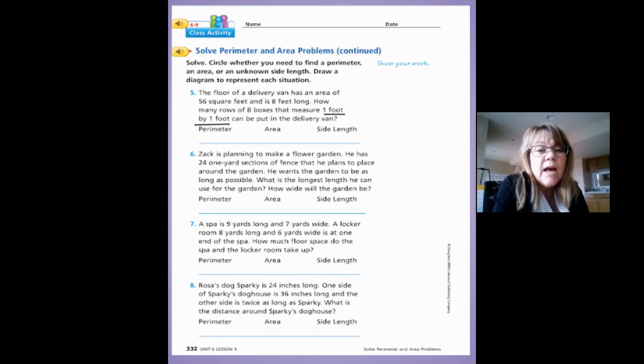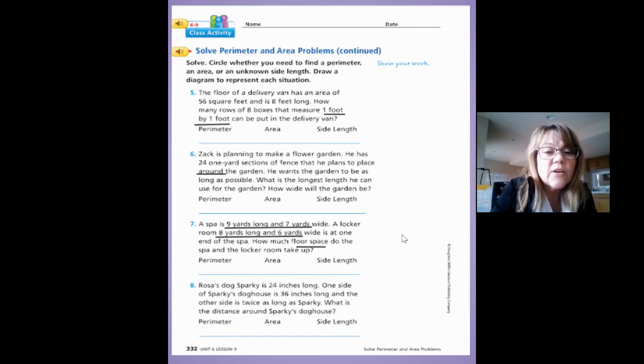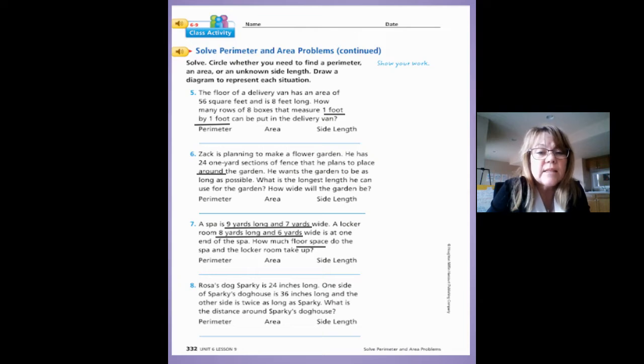All right, number 7. A spa is 9 yards long and 7 yards wide. A locker room is 8 yards long and 6 yards wide. It's at the other end of the spa. How much floor space do the spa and the locker room take up? So we're talking about 2 rectangles that are attached to each other. So the area of those 2 rectangles together. Pause it. Use that as your hint. We're looking for this, but it's 2 rectangles put together.